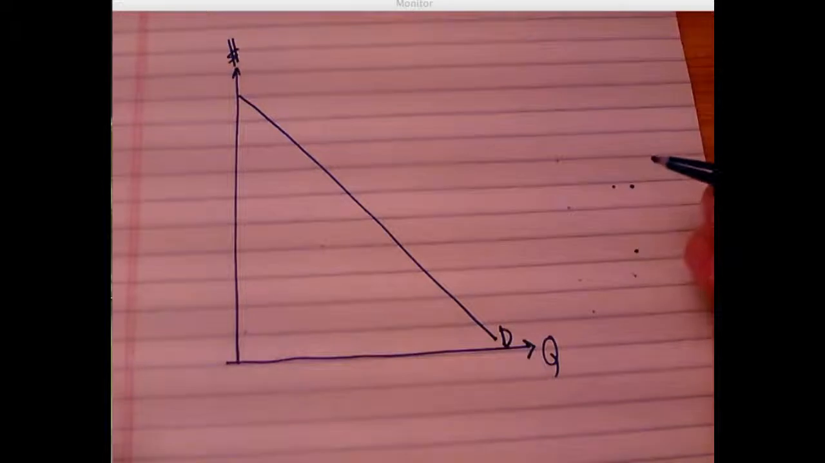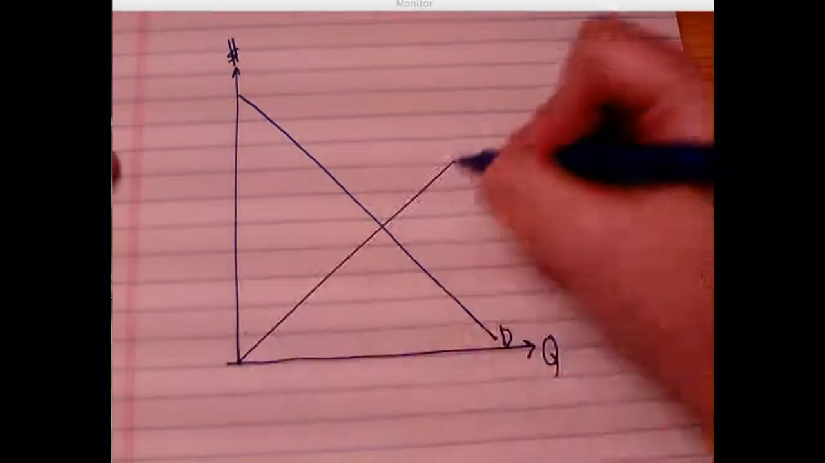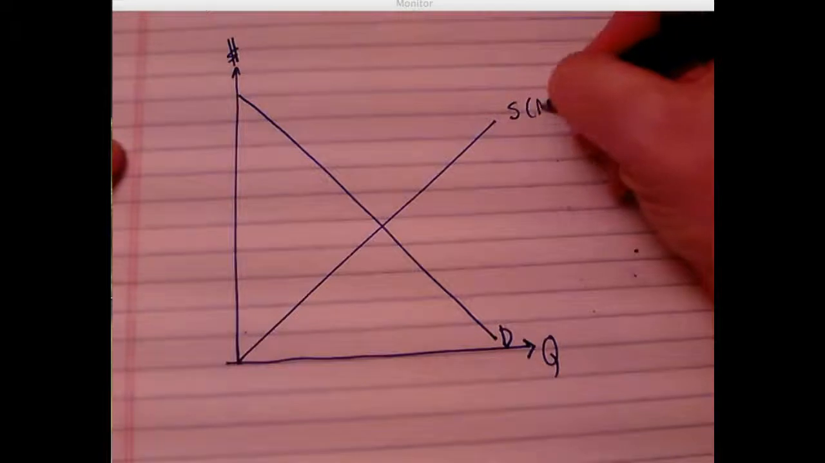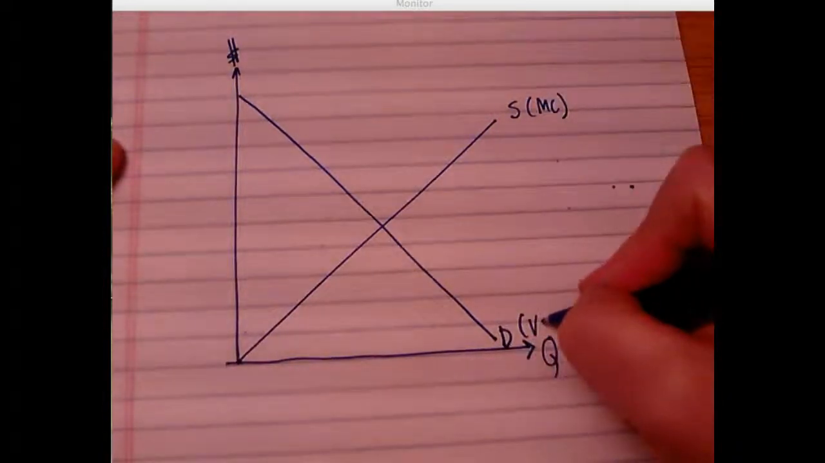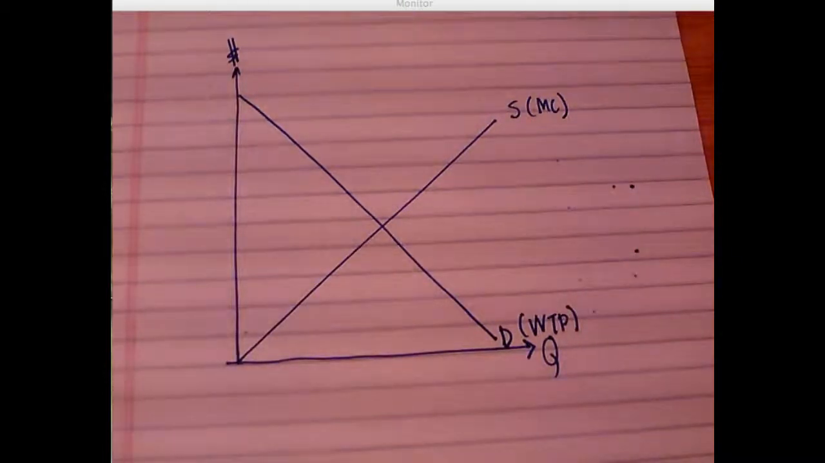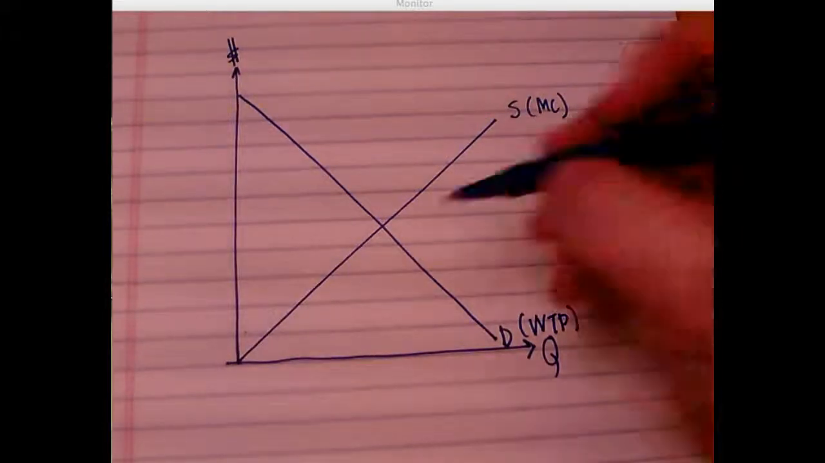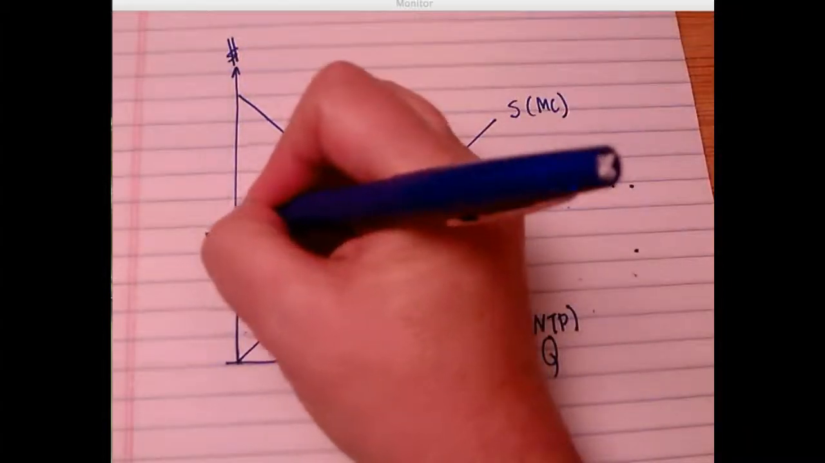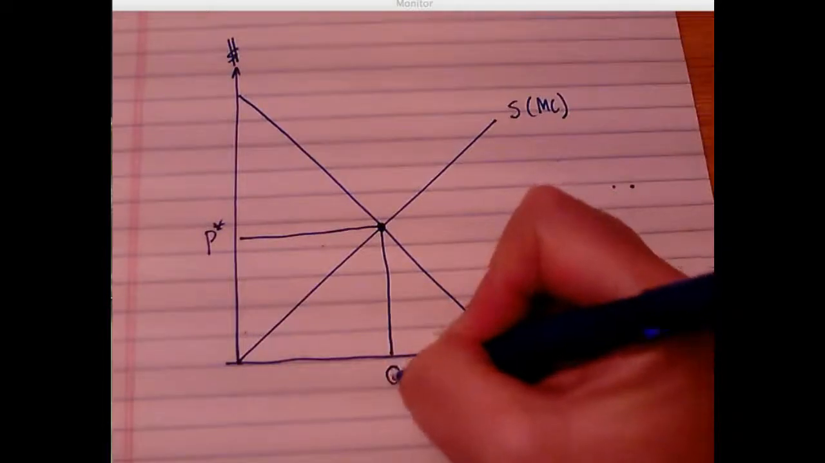Okay, let's put the two of them together. All right, so we've got our inverse demand curve, and I'm going to call this thing the demand curve all the time. It really doesn't matter. And then we've got this supply curve. This represents marginal cost. The demand curve represents willingness to pay or value. Okay, and we're going to assume that this is a perfectly competitive market. And so we're going to get equilibrium in this market when supply and demand are equal. They're going to be equal at this point. And so we're going to have an equilibrium price and an equilibrium quantity.